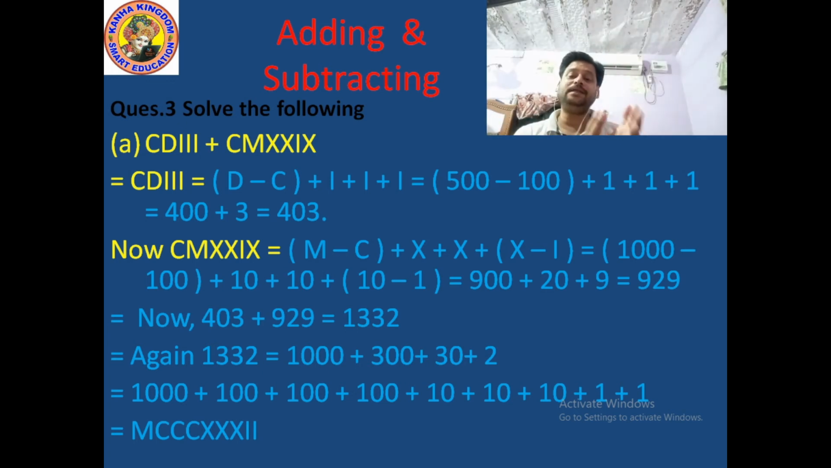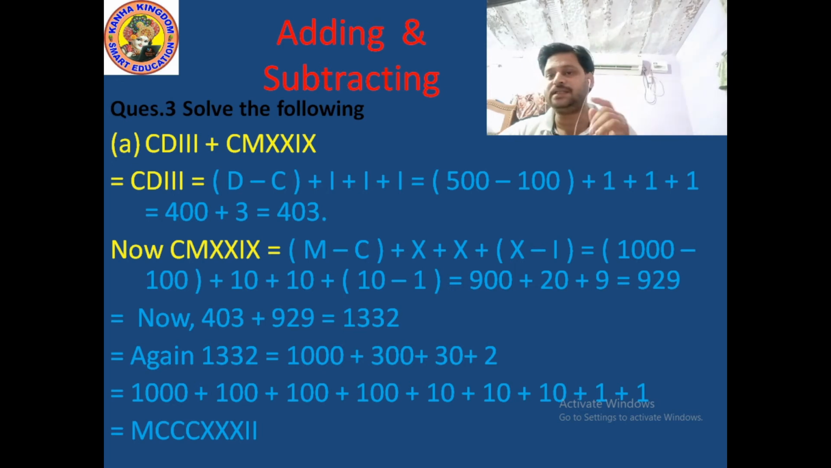So D equals 500 and C equals 100 and I equals 1. So 500 minus 100 equals 400. 400 plus 1 plus 1 plus 1 equals 403. Clear? Now move to the second part. This is CMXXIX. Again let's check, is this also in the descending order?